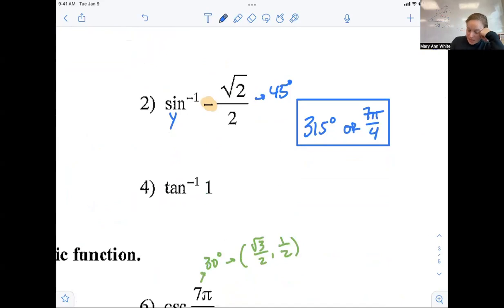And then tangent, this is another one that's going to be a 45 degrees because in order for tan, or y over x, to be 1, it needs to be the same x and y. So it needs to be root 2 over 2, root 2 over 2. So that's going to be 45 degrees or pi over 4.